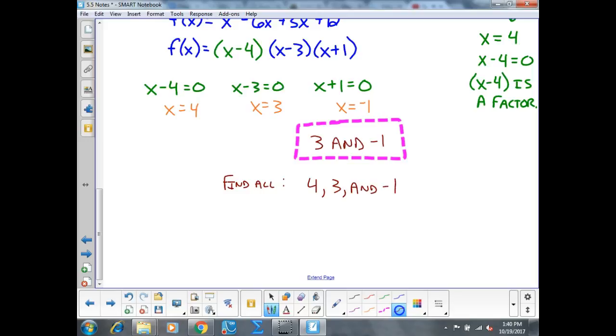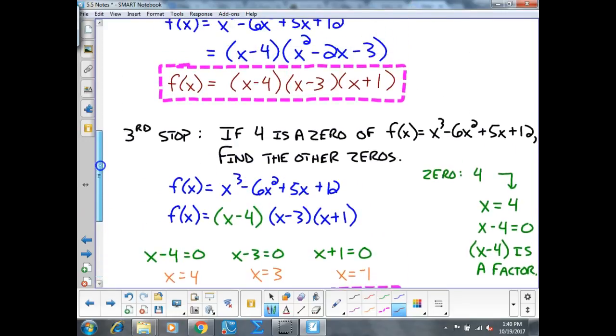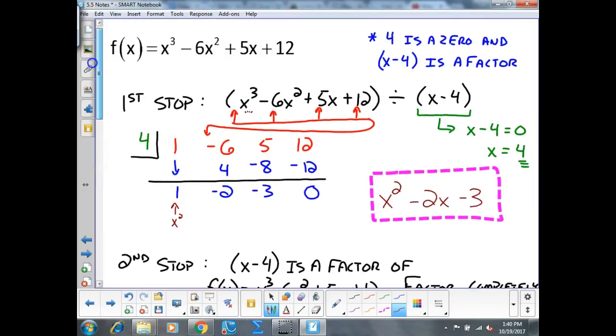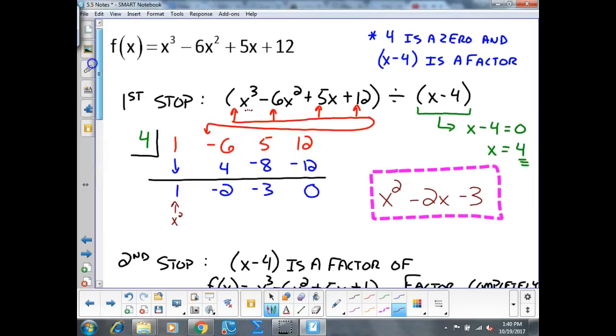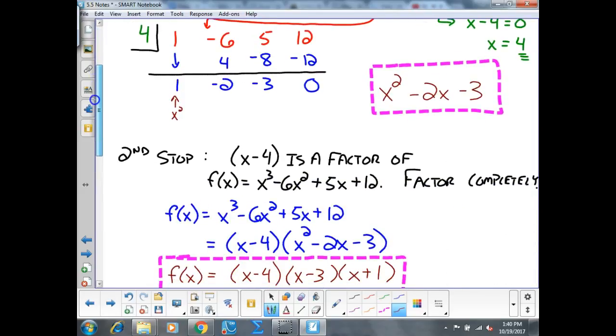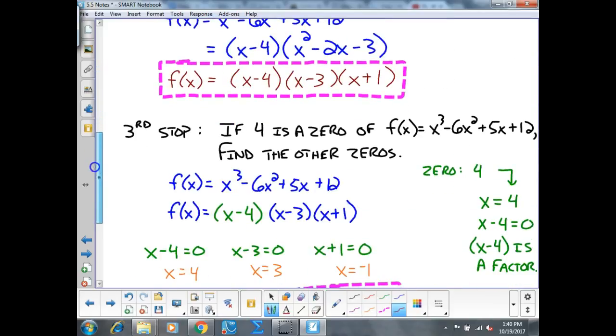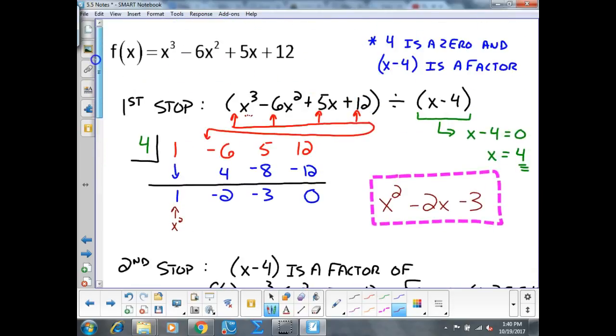Depending on how the directions read. So there's our 3 stops on our bus route. First stop is just straight up dividing. Second stop is you factor completely. Third stop is you find zeros.